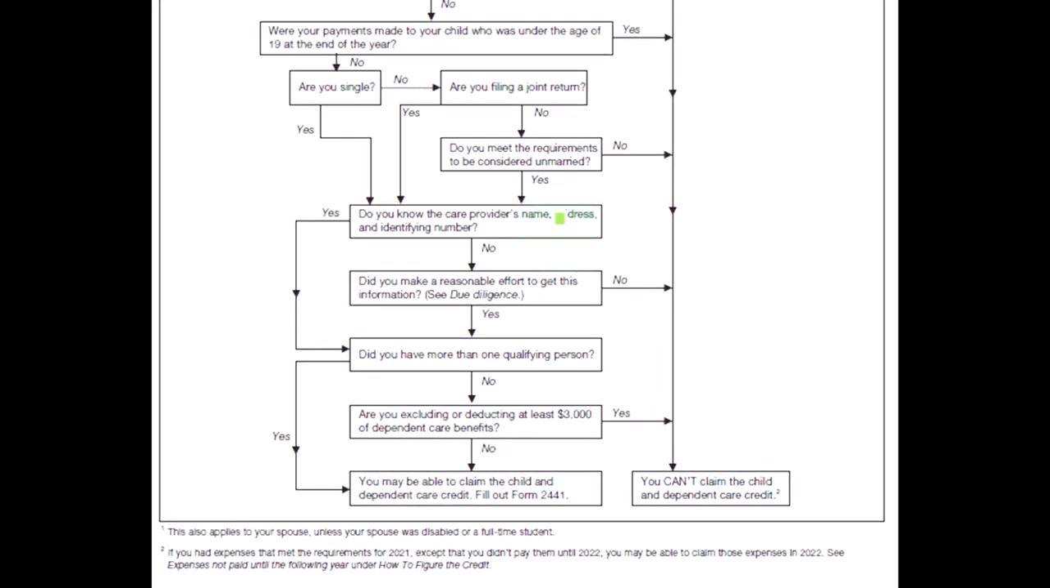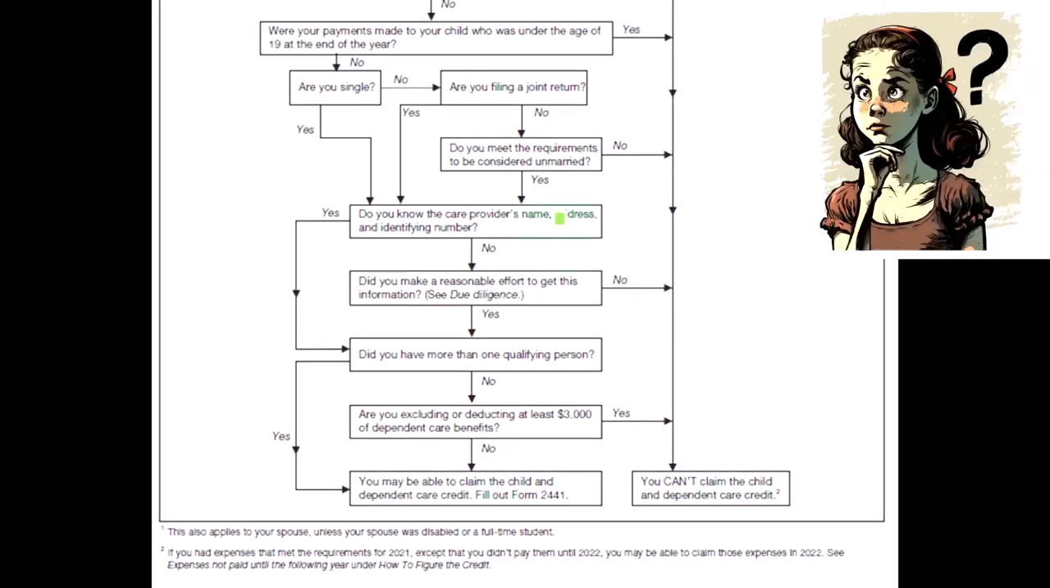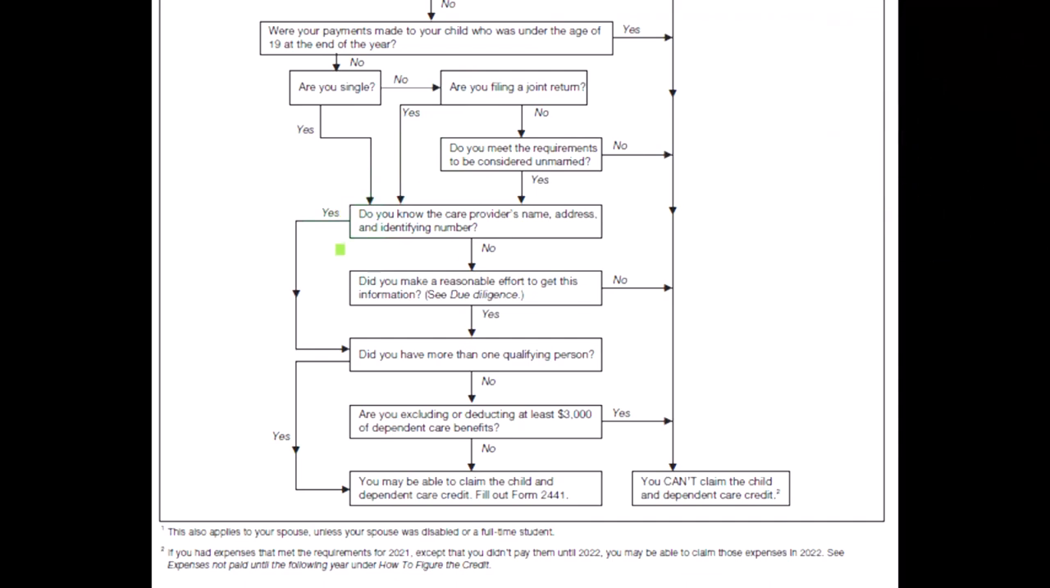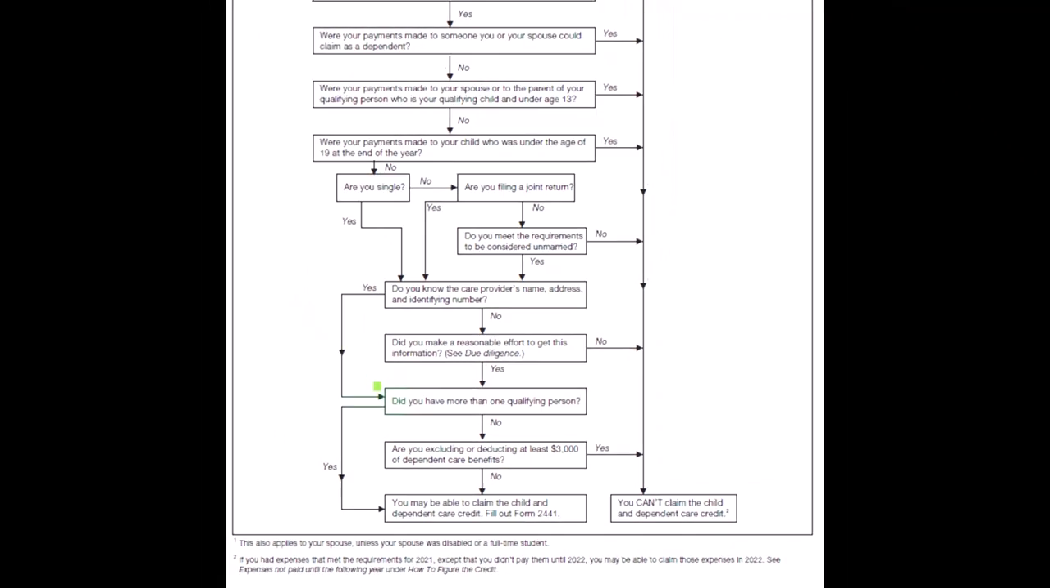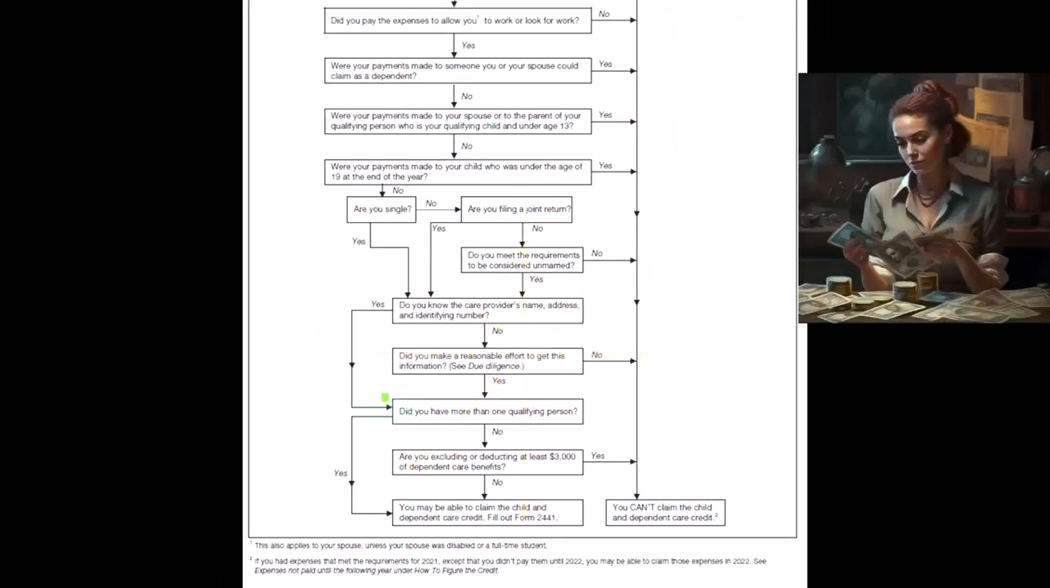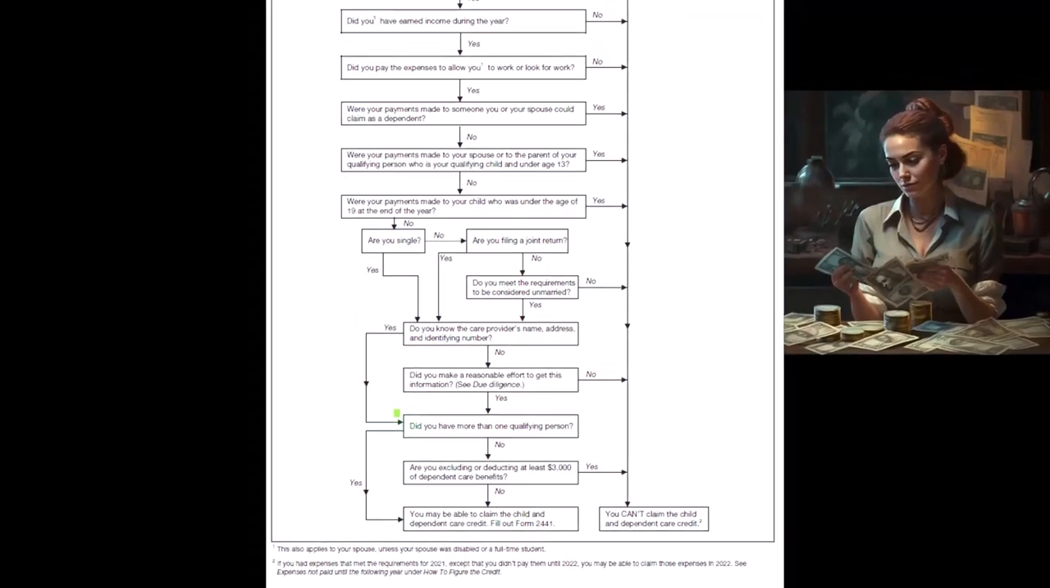Do you have the care provider's name, address, and so on? If you're filing married filing joint, then we're going to go down to this question again. Do you know the care provider's name, address, and so on? And then move down the structure we saw before. If yes, we're going to go down here. Did you have more than one qualifying person? And so on and so forth. It's the same from that point on down.